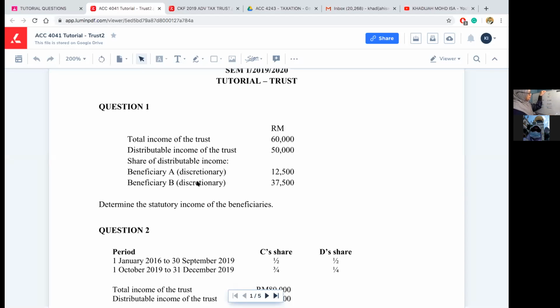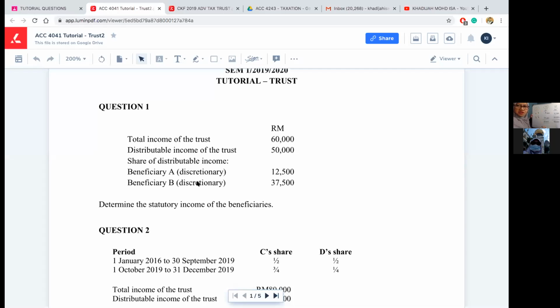So from here, you know that for 12,500, the allocation over 50,000 is 1/4. 37,500 is 3/4. So using the same allocation, apply that to the total income of 60,000. You get that? Using the same 1/4 and 3/4, you know that total income received by A is 15,000 and B received 45,000. So total income here is 60,000. So both are discretionary trust.